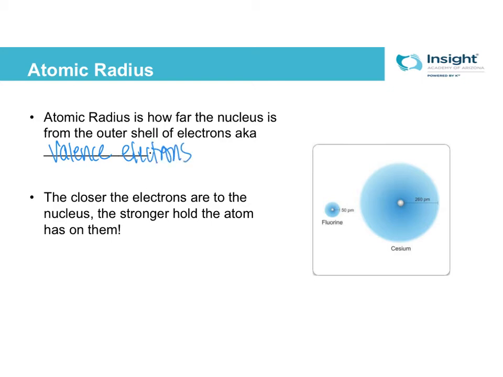All right, so the closer the electrons are to the nucleus, the stronger the hold the atom has on them. So atoms that have small radii have a nice, good, strong hold on their electrons, whereas things with large radii maybe don't hold on to their electrons so well and form positive ions.